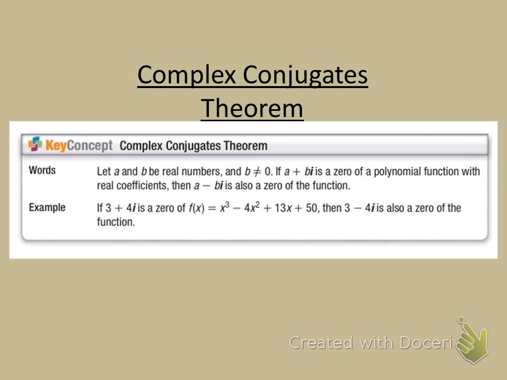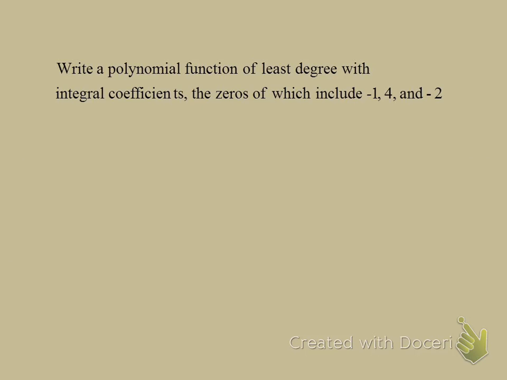Make sense? Okay, so for that, we're going to go into this. This should look familiar to you, but we're going to expand it to polynomials. We're going to expand it with imaginaries. Write a polynomial function of least degree with integral coefficients, the zeros of which include -1, 4, and -2. You did this in chapter 4. Except we had how many zeros each time? Anybody remember? 2. Now you could have 3, you could have 4, could have 5. Won't go bigger than 5.